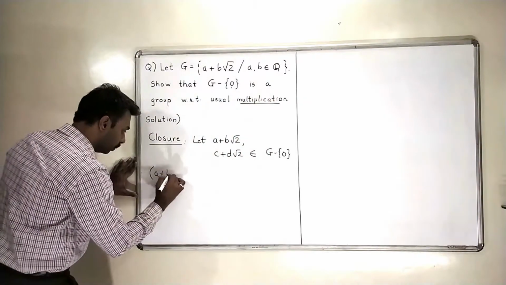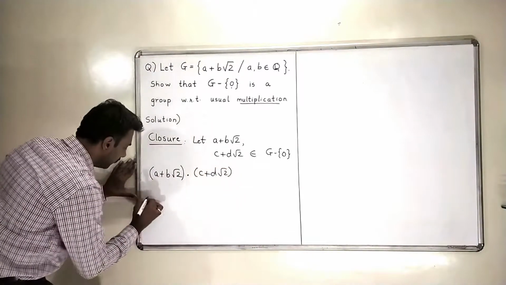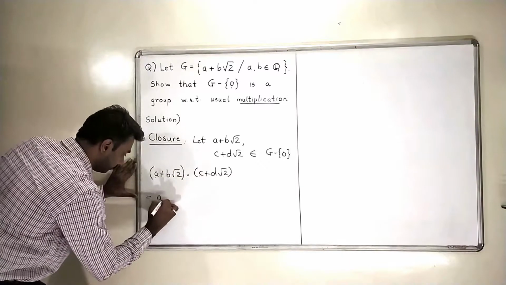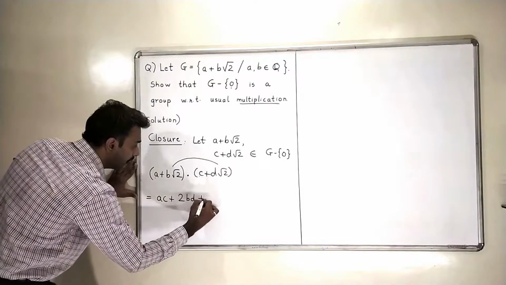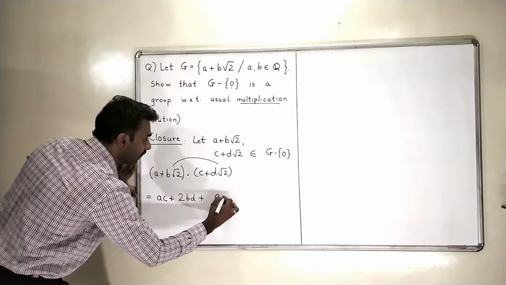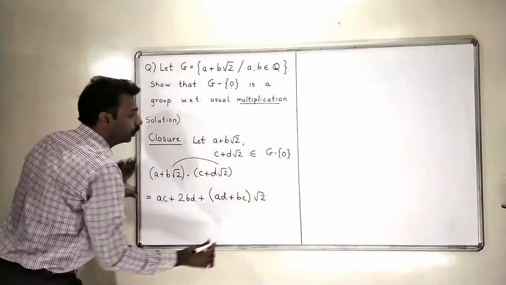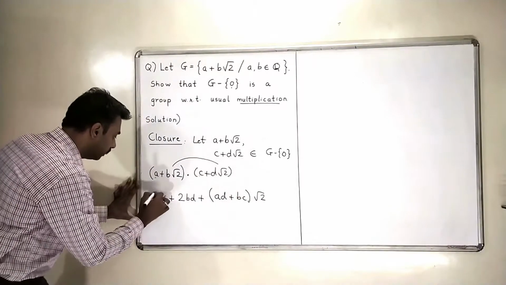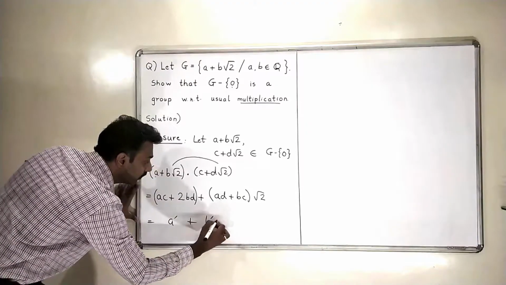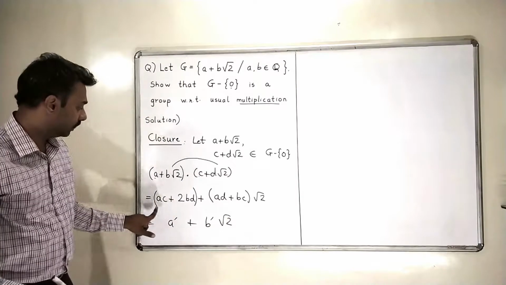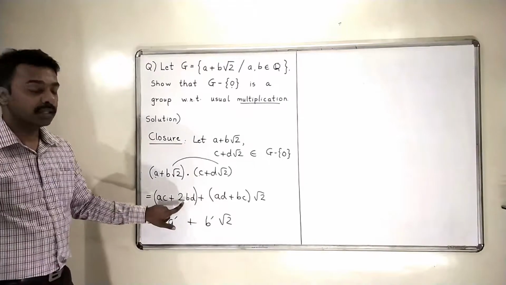So a plus b root 2 multiplied by c plus d root 2 is equal to, when I simplify this, I will get ac plus 2 times bd plus ad plus bc multiplied by root 2. Both of them will have a factor root 2. So this is looking like something plus something root 2: a dash plus b dash root 2. This is a dash and this is b dash. Now what is a dash and b dash? A dash is ac plus 2bd.